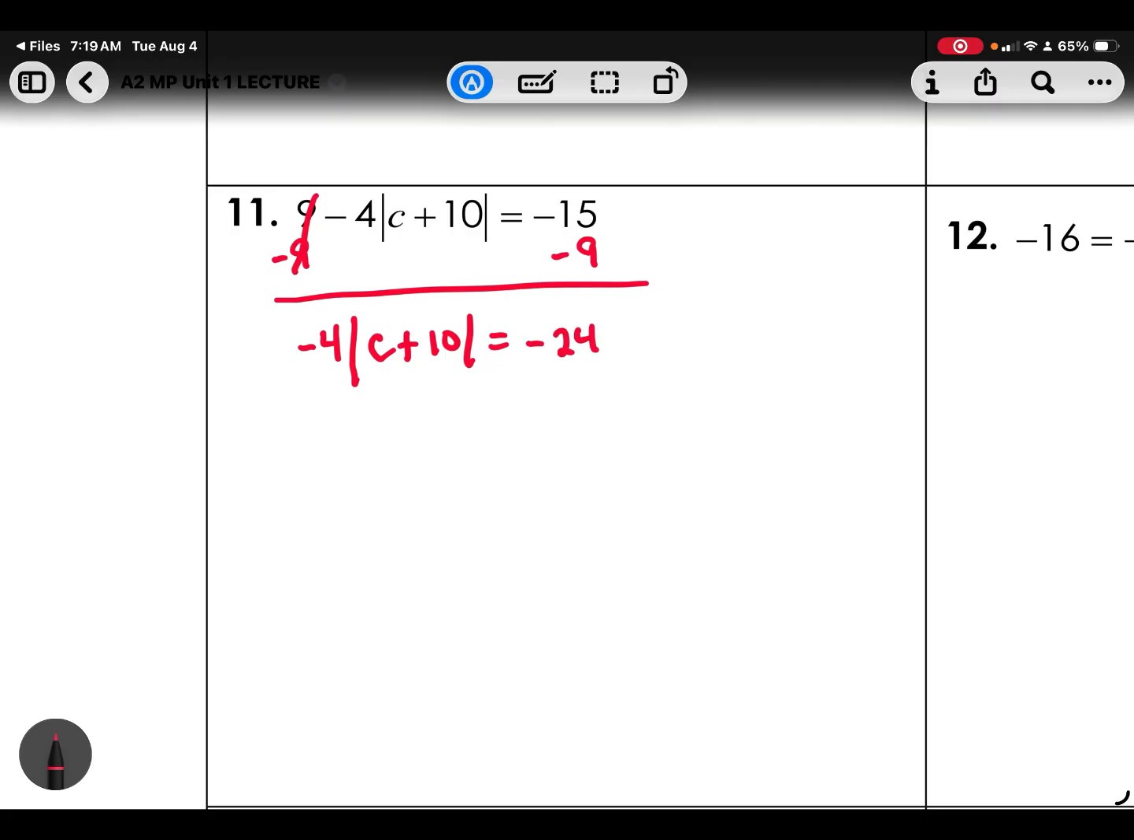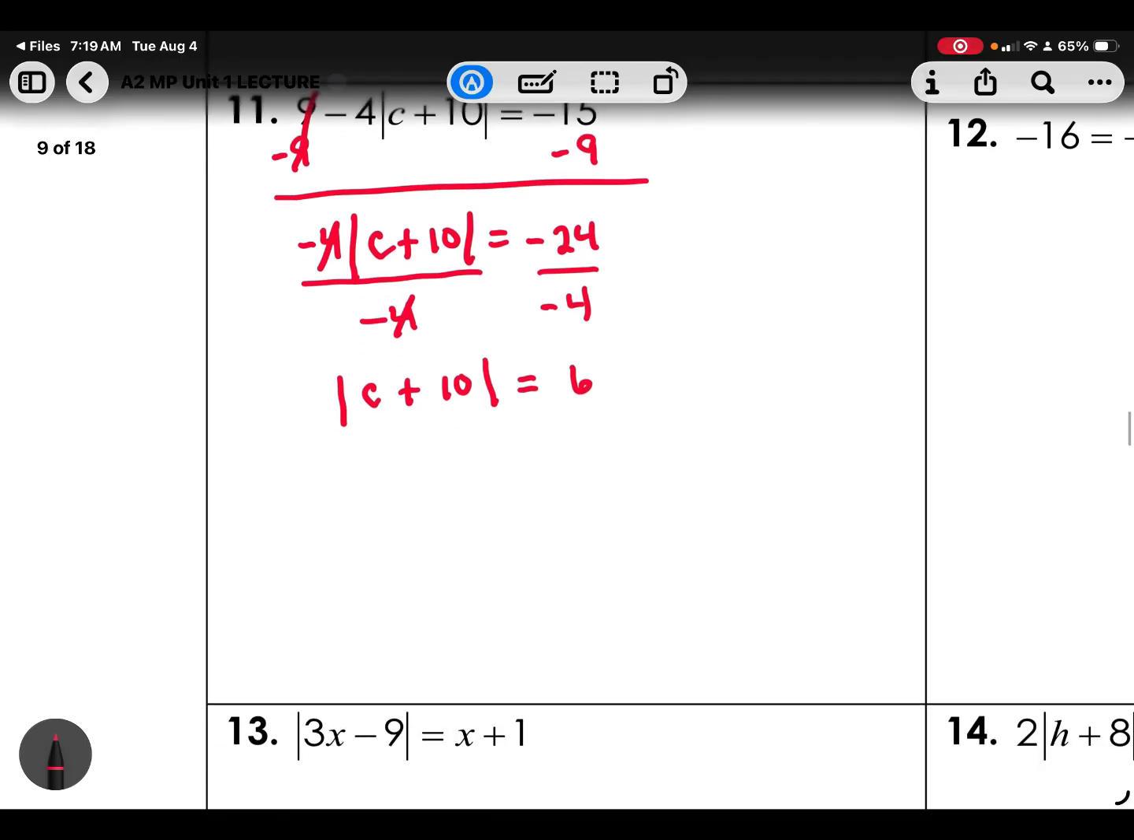Now I still don't have my absolute value isolated. So I've got to get rid of this negative 4. So I'll undo that by dividing both sides by negative 4. And that will give me absolute value of c plus 10, and that's going to equal 6, because a negative divided by a negative is a positive. Okay, so I don't have that situation where it's an absolute value straight up equal to a negative. So this one should have some solutions. Let's see what they are.